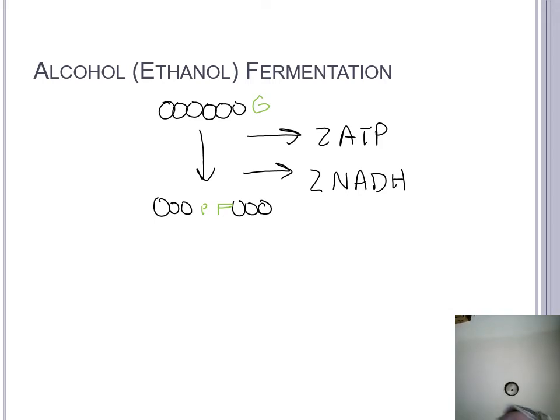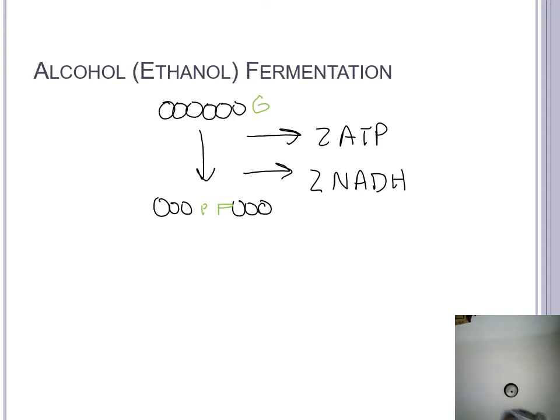This part, though, we have a problem. We've generated these 2 NADH molecules, those boxes holding electrons. But there's no electron transport chain because there's no oxygen. And so what's going to happen is we're going to begin to accumulate all these boxes full of electrons, and that's not sustainable. So I have to do something with those NADH molecules.